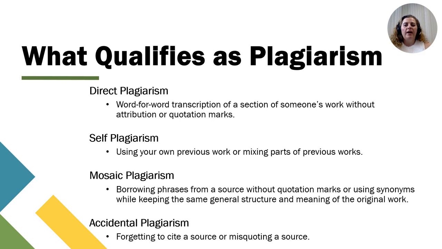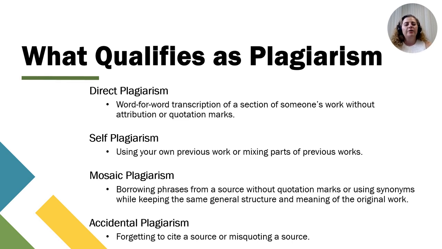So the easiest way to avoid mosaic plagiarism is to read that original document, close it away, and then go in and type up your thoughts. Create a summary, talk about what you got out of that source and what you are thinking it is saying. That will help you avoid plagiarism, and then you add in your in-text citations to cite that original source.